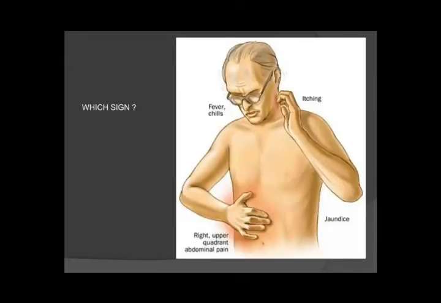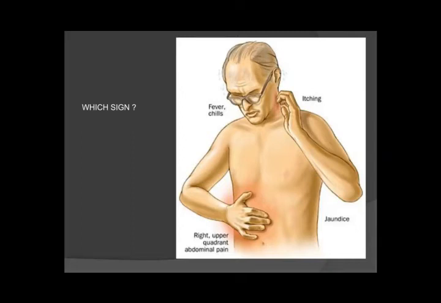All right, signs. What are some of the signs that you can see in a patient presenting with gallstones? There are various signs, obviously, that a patient could present with. A few are listed in this picture right here. We could have fever, chills, okay. Along with that, itching can also occur.